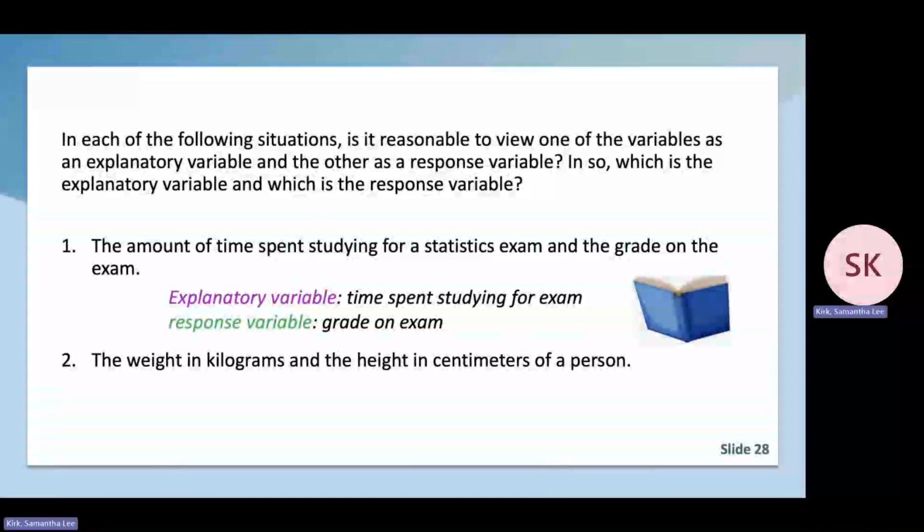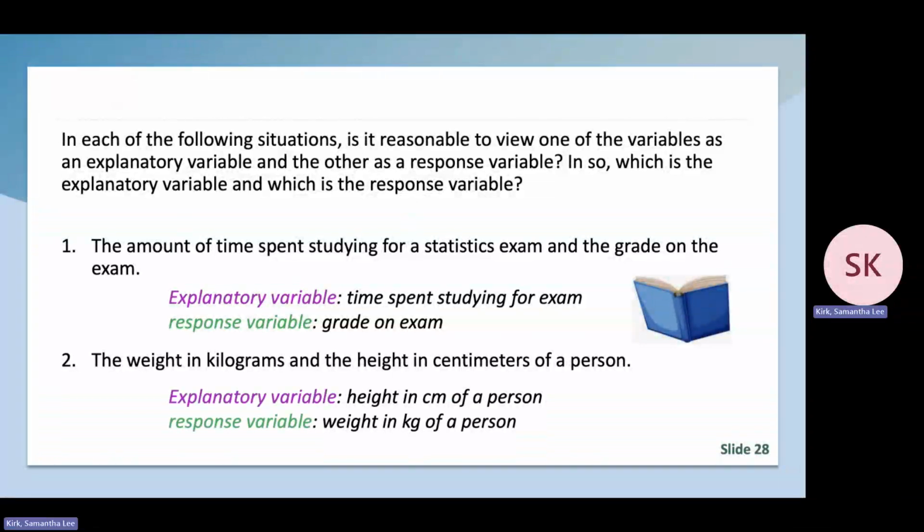Now for the second problem, the weight in kilograms and the height in centimeters of a person. I would think the taller a person is, the more mass they take up, and that might affect their weight. So now I'm not saying that it does, but if height influences weight, the explanatory variable would be height in centimeters of a person, while the response variable would be the weight in kilograms of that person.